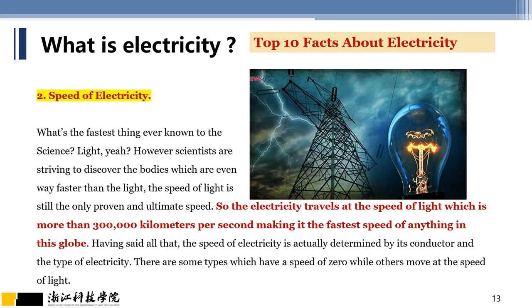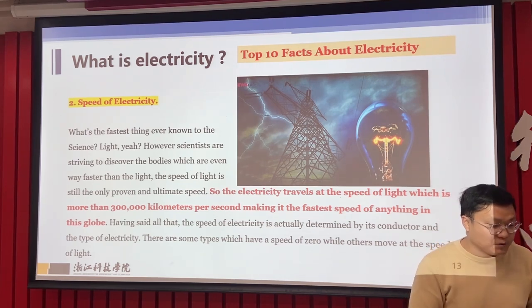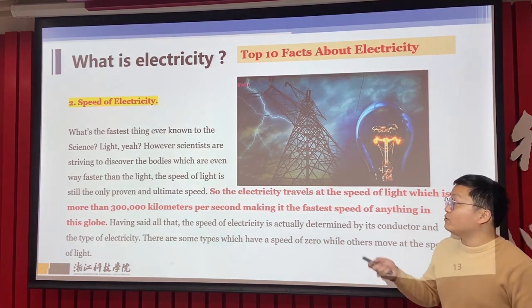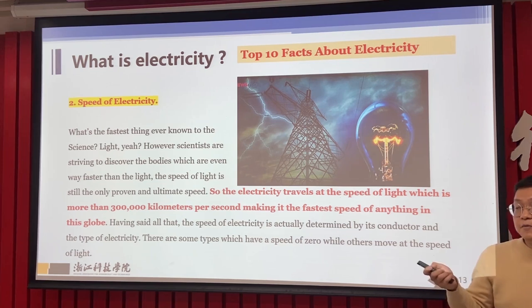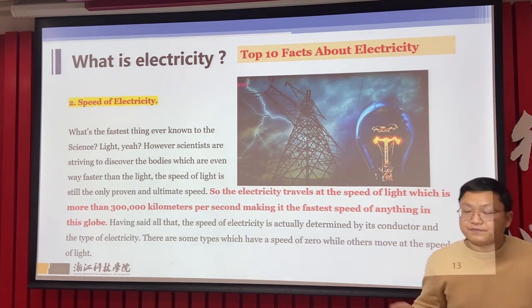Having said all that, the speed of electricity is actually determined by its conductor and the type of electricity. There are some types which have a speed of 0, while others move at the speed of light. So the speed of electricity depends highly on the conductor and the type of electricity.